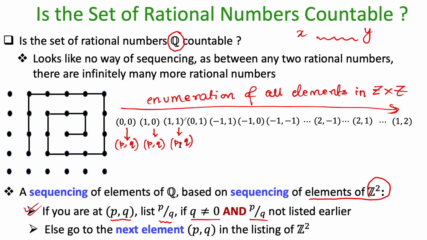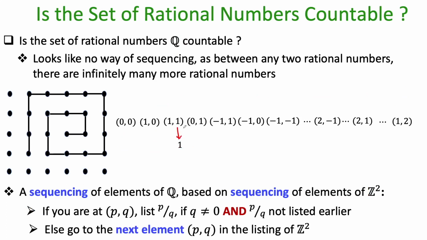So that's why I will list down the element 1, then I will go to the next p comma q. Q is not 0, so again I will be applying the first rule, and p over q will be 0 in this case. Then my p over q will be minus 1 over 1, which has not been listed earlier, so I will list it down. Then my next p over q is not defined because q is 0, so ignore this. Then if I go next, my p over q is minus 1 over minus 1, which is nothing but 1, and which has been already listed.